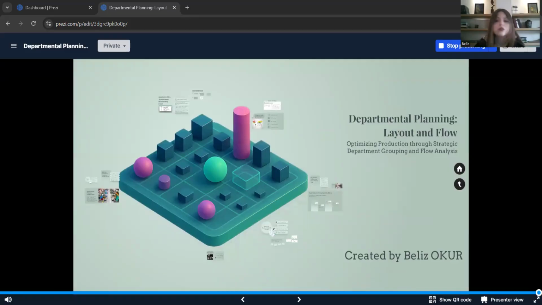That concludes our look at departmental planning. We have covered layout types, clustering algorithms, flow measurement, and relationship charts. In the next video, we will put these into practice with detailed layout design.